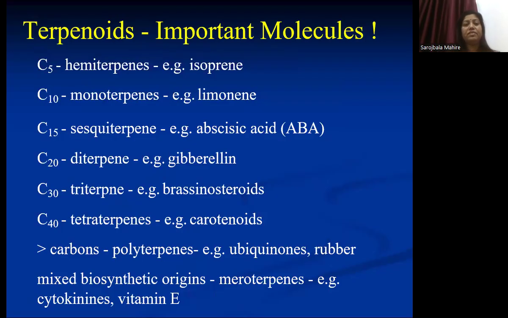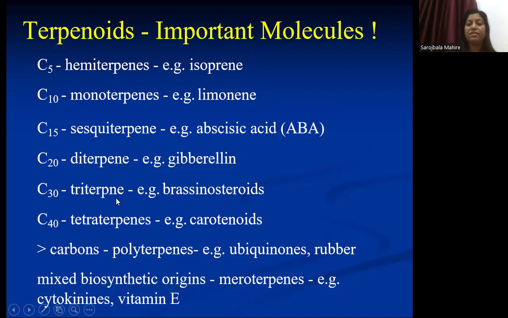Terpenoids, some important molecules are given here as examples. C5 are known as the hemiterpenes, for example, isoprene. C10 are monoterpenes, for example, limonene. C15 are sesquiterpenes, for example, abscisic acid. C20 are diterpenes, for example, gibberellin.